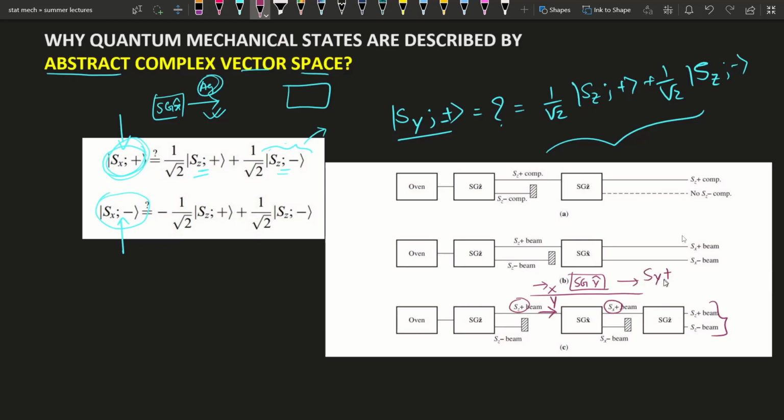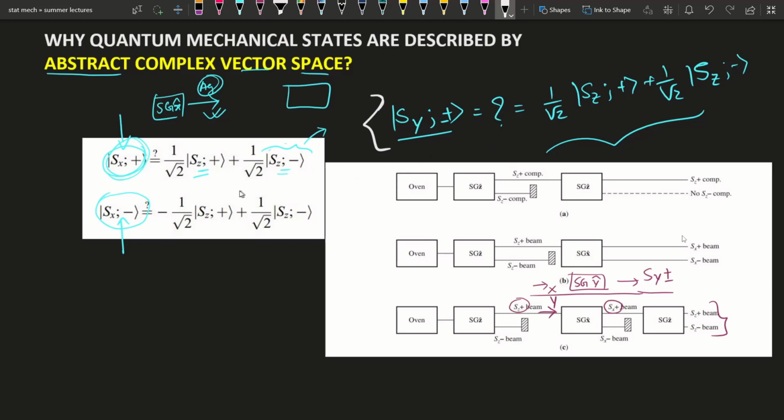giving rise to SY plus and minus. Then you can think that this beam going in the y direction gives rise to the SX components, and the beam going in the x direction gives rise to the SY components. These two things are similar, just the same. And from that analogy I have written this thing.